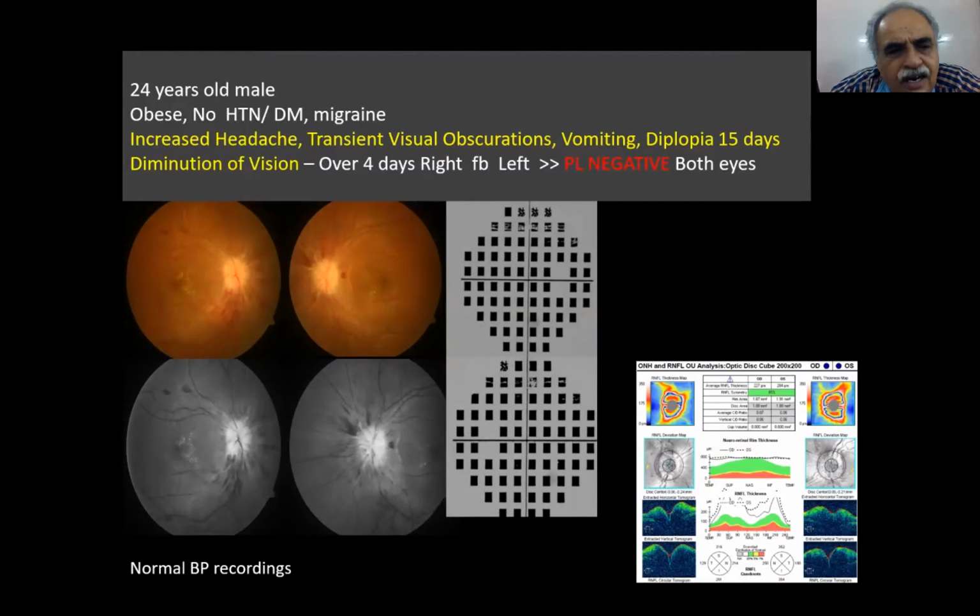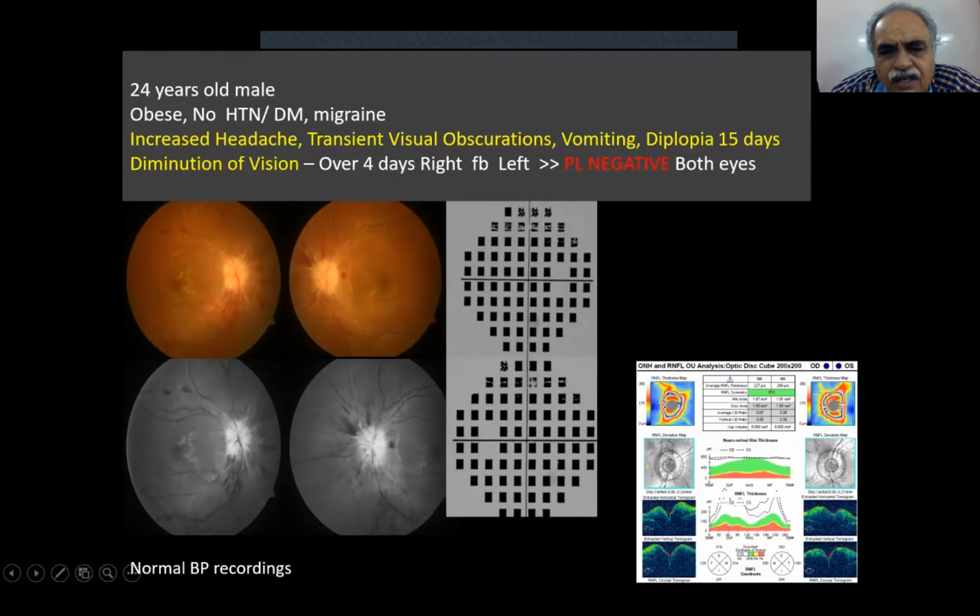This is fulminant IIH, 24-year-old female, obese, increased headache, TVOs, diplopia 15 days. And within a span of 4 days, the patient becomes PL negative. Look at the sad story. PL negative within a span of 4 days after the onset of visual loss. Bilateral. Now, we subject this patient to optic nerve fenestration, right?